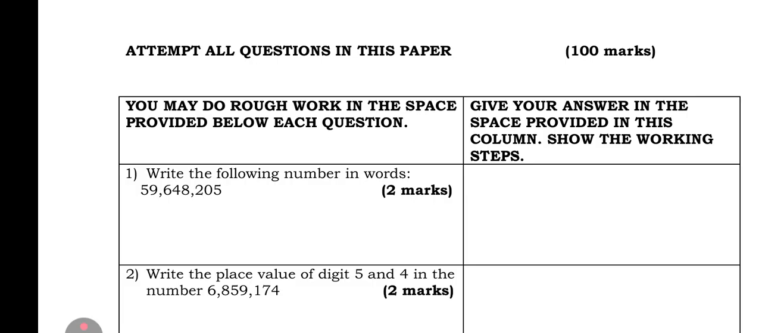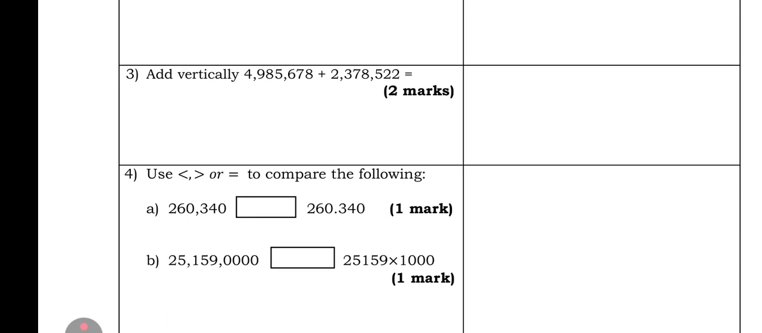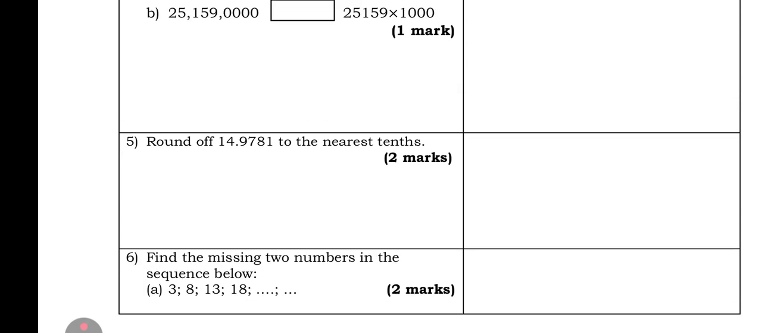Read through, and I'm not going to read all the questions because it will take more minutes and prevent you from going on to the answers. I'm just going to skim and see the questions. If you are watching the video, it's better to download it so that we can write it as well, or you can pause the video, write the question, and then move on to see the answer. Number 2 is all about the place value of digits 5 and 4. Adding vertically is very easy. Using signs to compare, like greater than, less than, or equal. Here we have rounding off and finding the missing numbers in the sequences that are provided. So it is very easy.